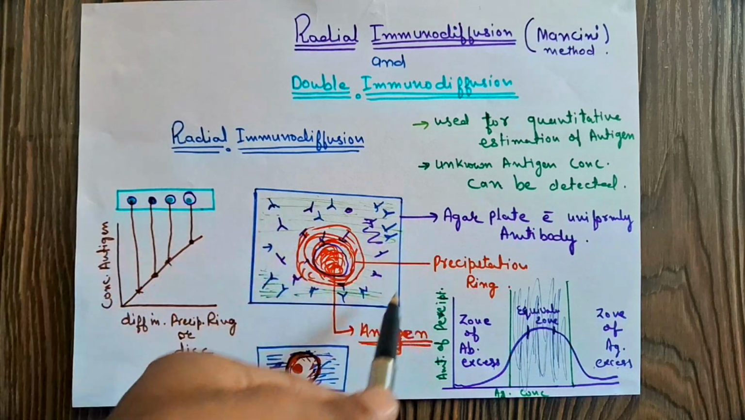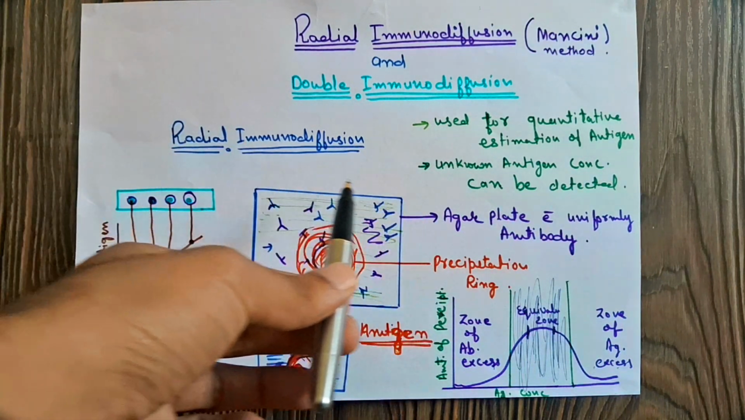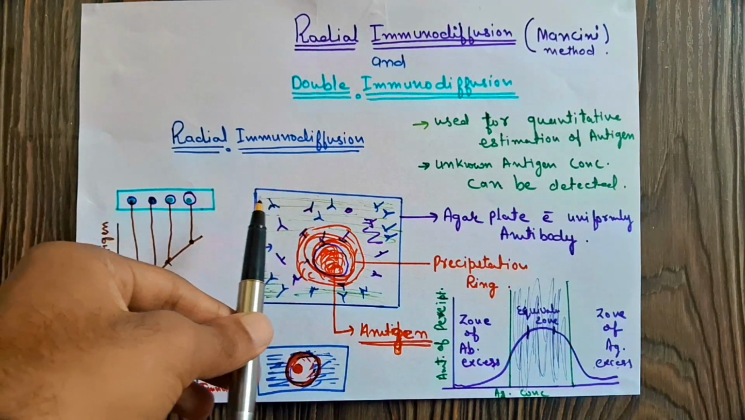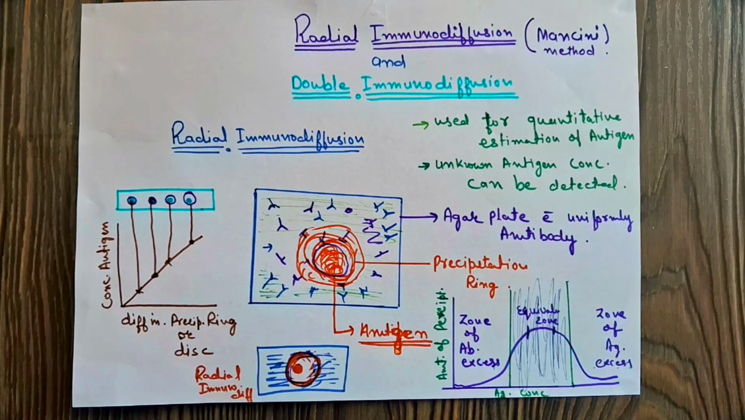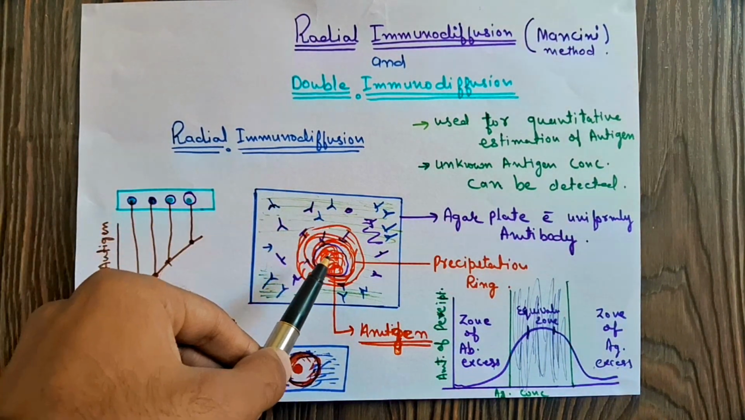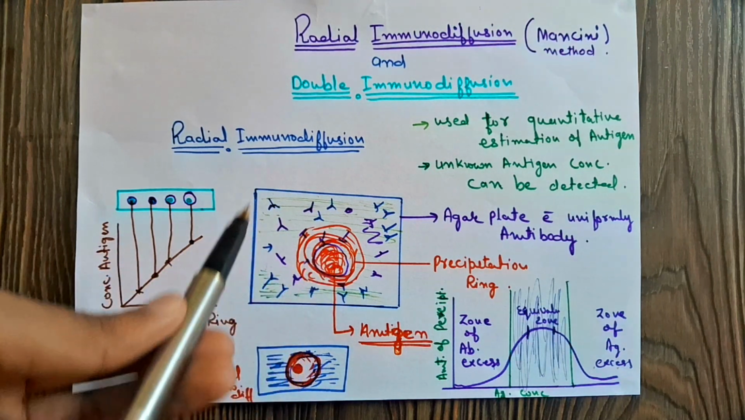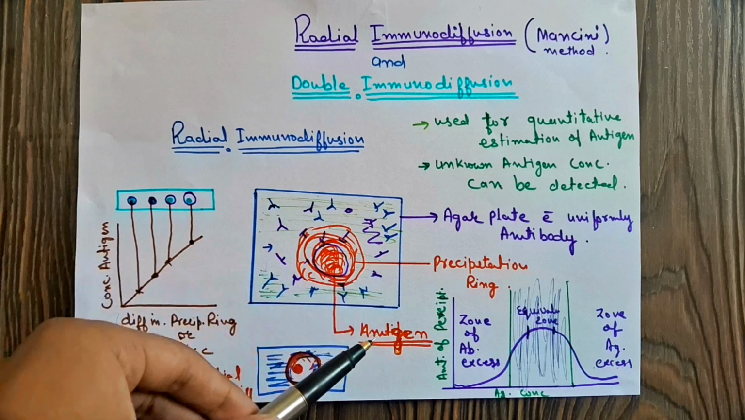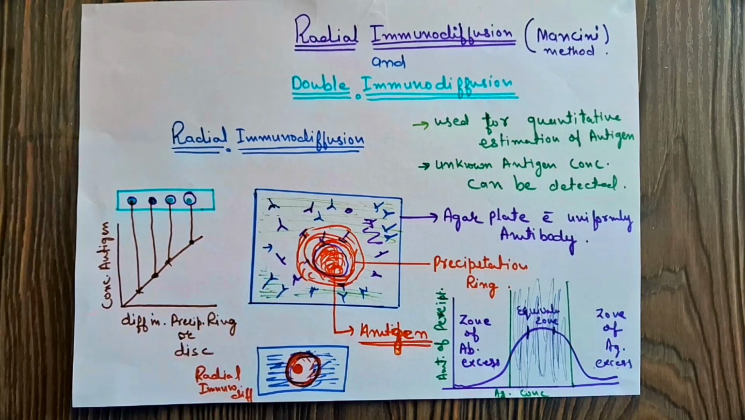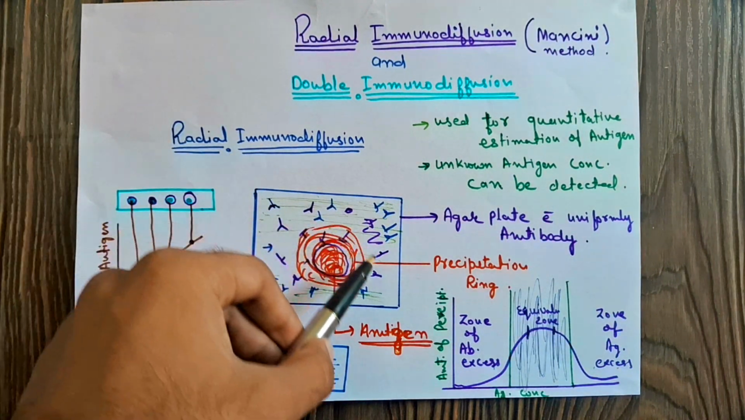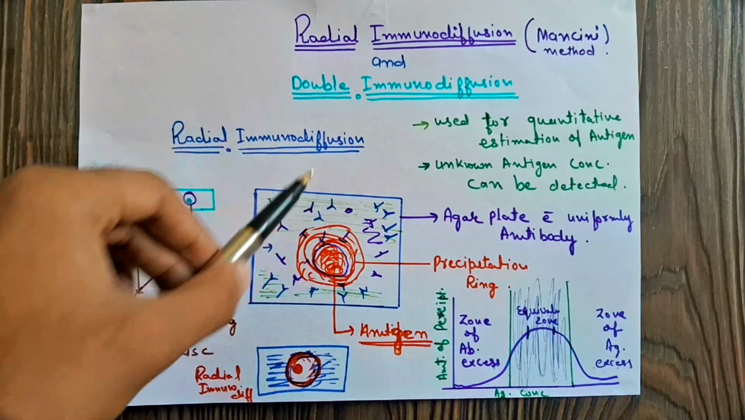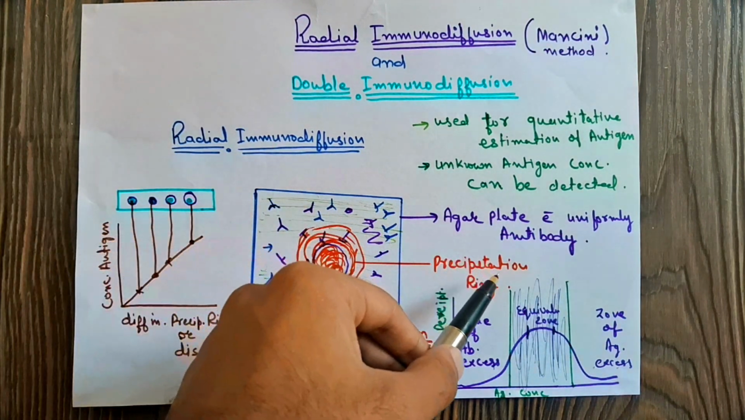For example, let's say this is an agar plate. Let's take this agar plate and distribute these antibodies uniformly on the gel. Then we create a well in between, or we can create many wells, and then add the antigen in this well, or we can add a sample to check the concentration of an unknown sample. This way the antigen will start diffusing radially. That's why it's called radial immunodiffusion, and it forms a precipitation ring.